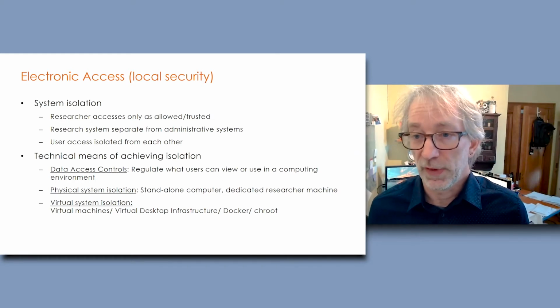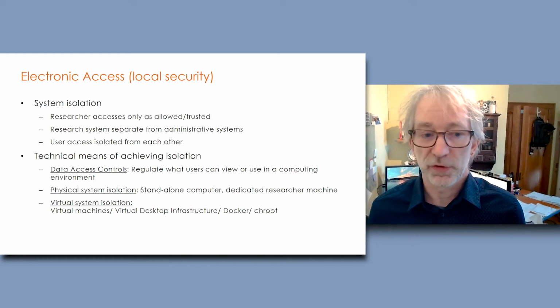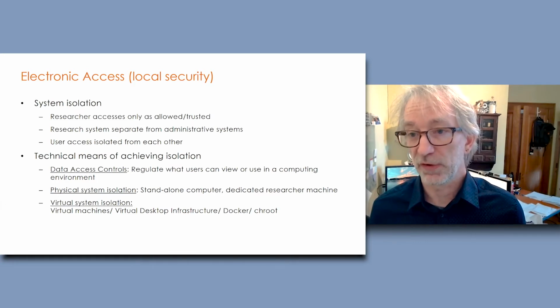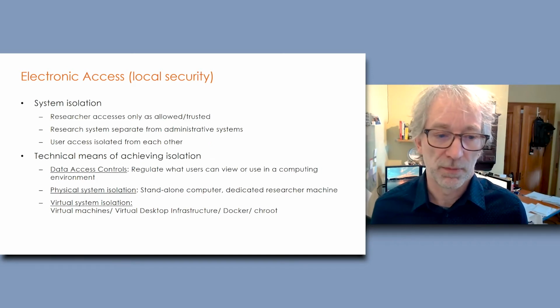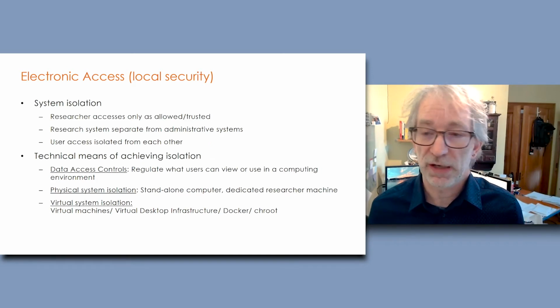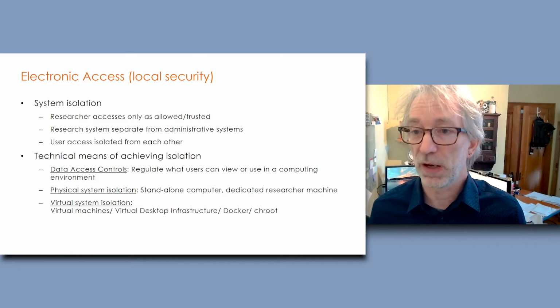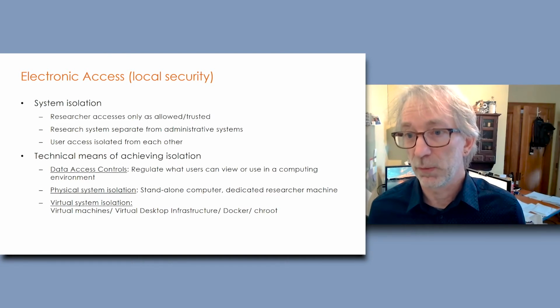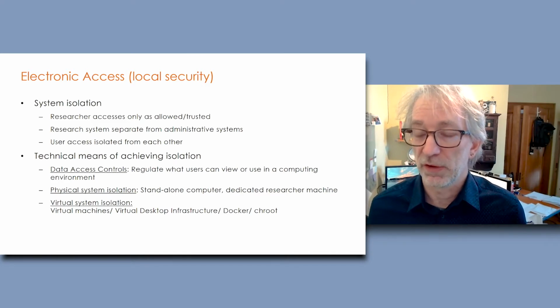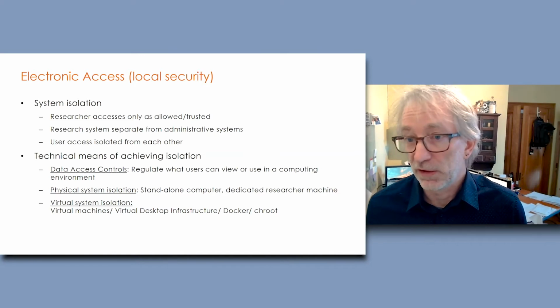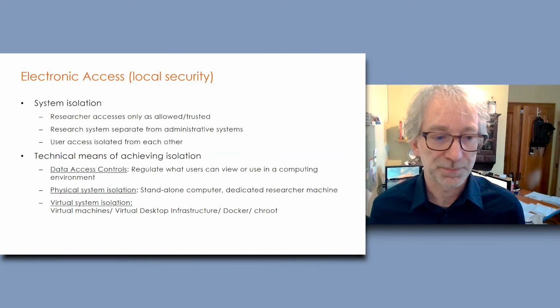One simple way of doing that is by setting up independent systems, researcher systems that are separate from the administrative systems that may be present, for instance, in an agency. But the key element here is user access isolated from each other and from other users on the system. So a researcher probably doesn't need access to all the administrative data systems, suggesting that you might want to set up a separate system. But even within your own systems, you might already have, as an administrator, various ways of isolating users from each other, and those mechanisms may be leveraged for researchers as well.